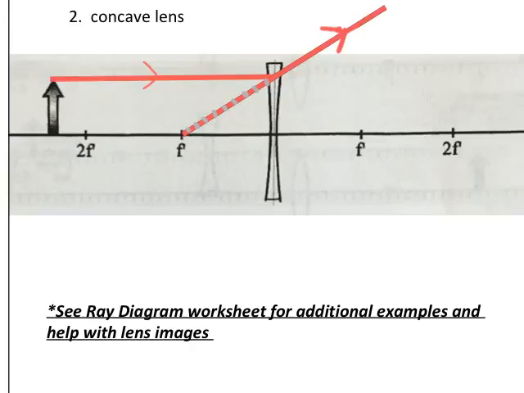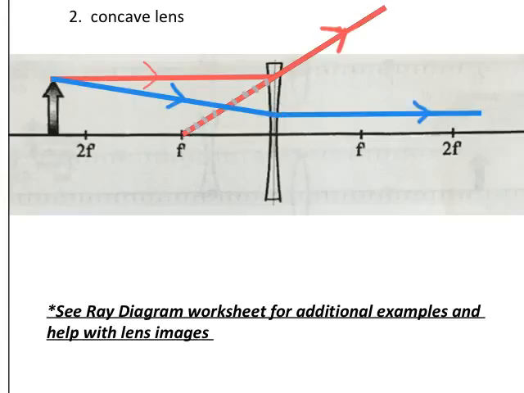Now let's do our second ray. This one, in my case, it's going to be blue. It's going to start at the top of the object and aim through the second focal point, but stop when you get to the lens. So remember, you want to aim it at the focal point here, but stop drawing when you get to the lens. And then from this point, it's going to refract straight outward.